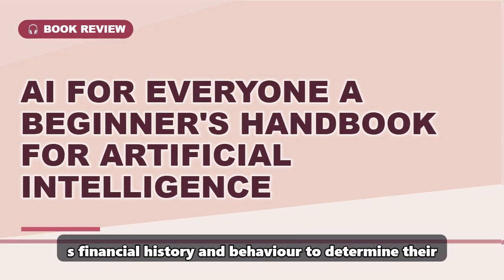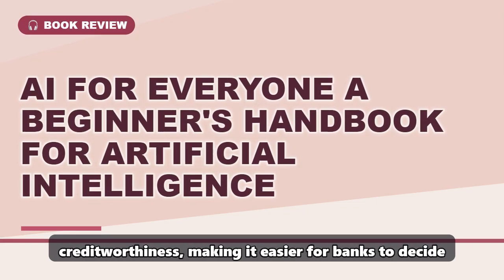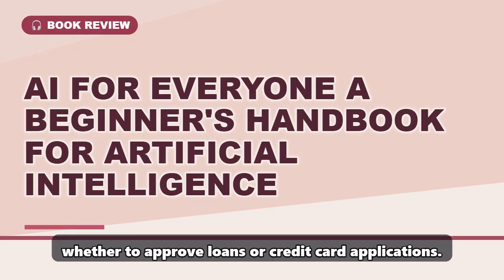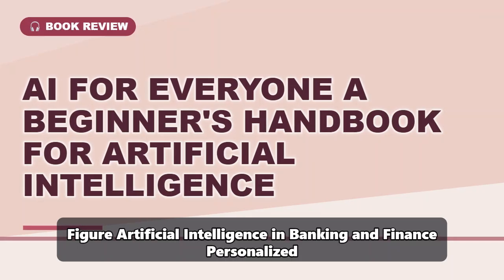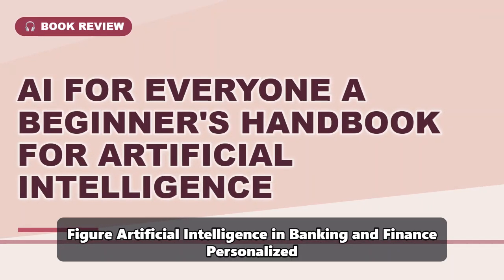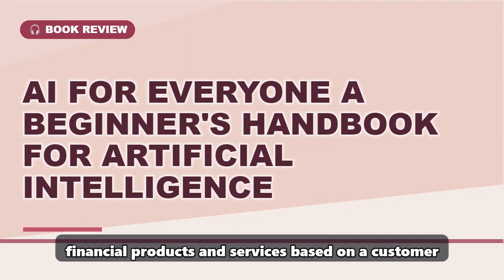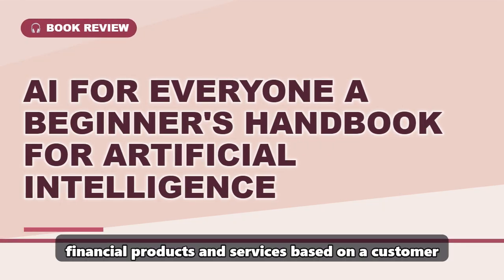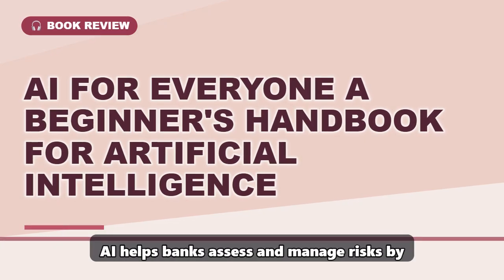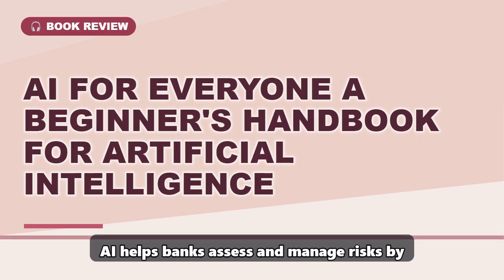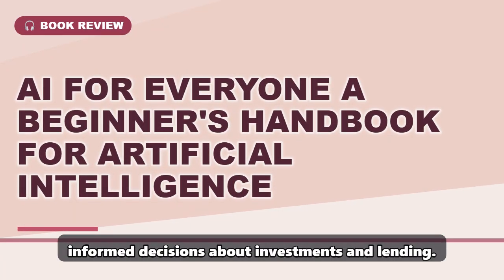Credit scoring. AI analyzes a customer's financial history and behavior to determine their creditworthiness, making it easier for banks to decide whether to approve loans or credit card applications. Figure: artificial intelligence in banking and finance. Personalized recommendations. Banks can use AI to suggest personalized financial products and services based on a customer's spending habits and financial goals. Risk management. AI helps banks assess and manage risks by analyzing large amounts of data to make more informed decisions about investments and lending.